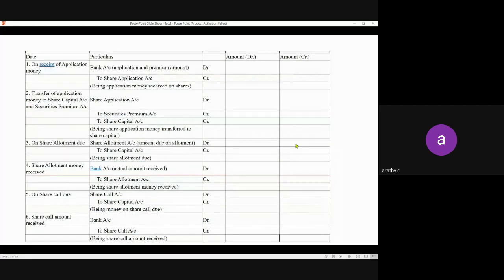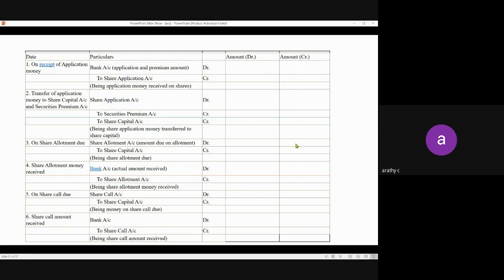Next, in the case of shares issued at premium, there are also 6 entries. On receipt of application money, this is the same entry, that is bank account debtor to share application account.